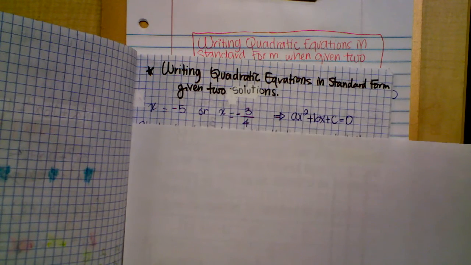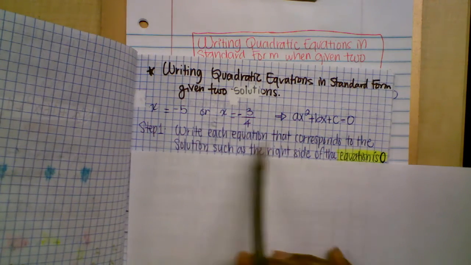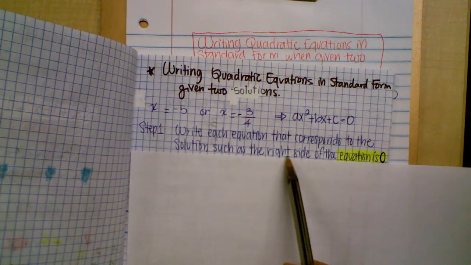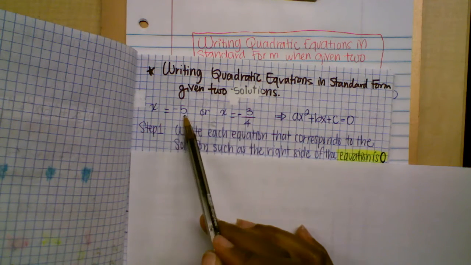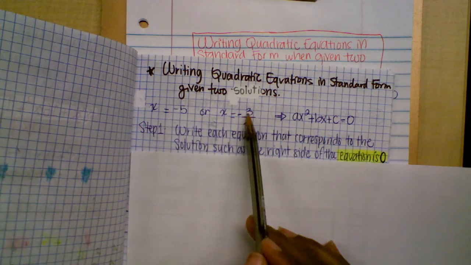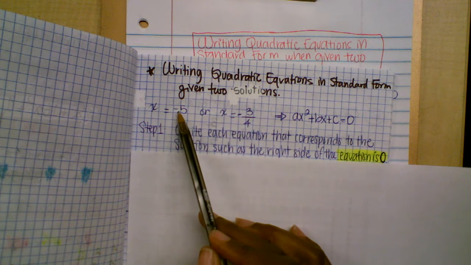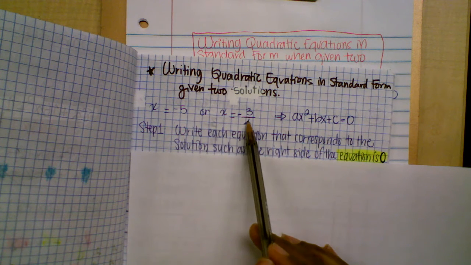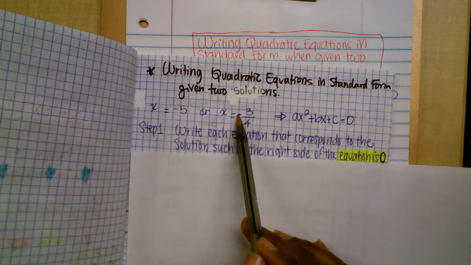Step one, you want to write each equation that corresponds to the solution such that the right side of the equation is 0. So on the right side of each equation, we want the number 0. You have to think: what number do I need to add here in order for the -5 to become a 0? Here is a fraction, and since it's a fraction, we have to first undo the division by 4. For now, just ignore the negative.